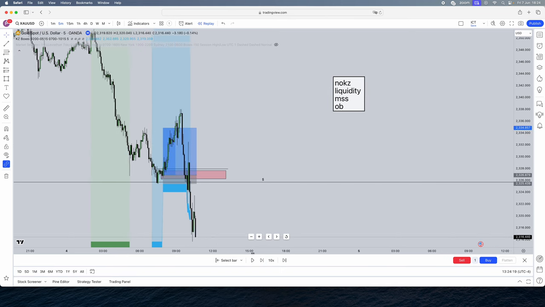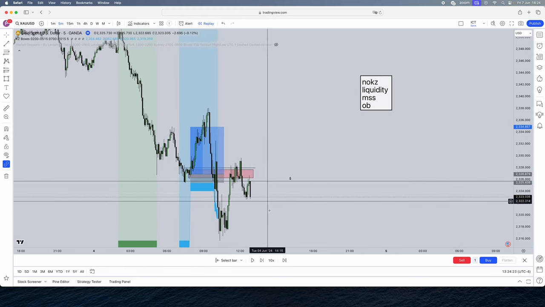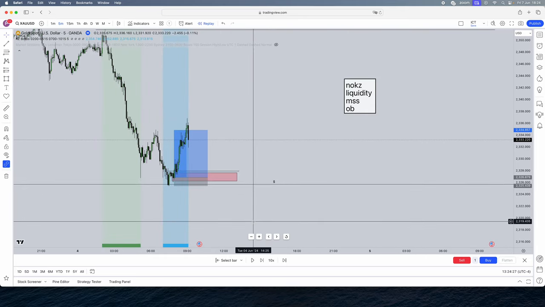1-to-5 risk to reward. Didn't mean to play that much. So I don't know why my TradingView is lagging, but as you can see, 1-to-5 bagged. Just like that. So straightforward, so easy. And I hope this video really did help you guys understand what the main concepts of ICT are.